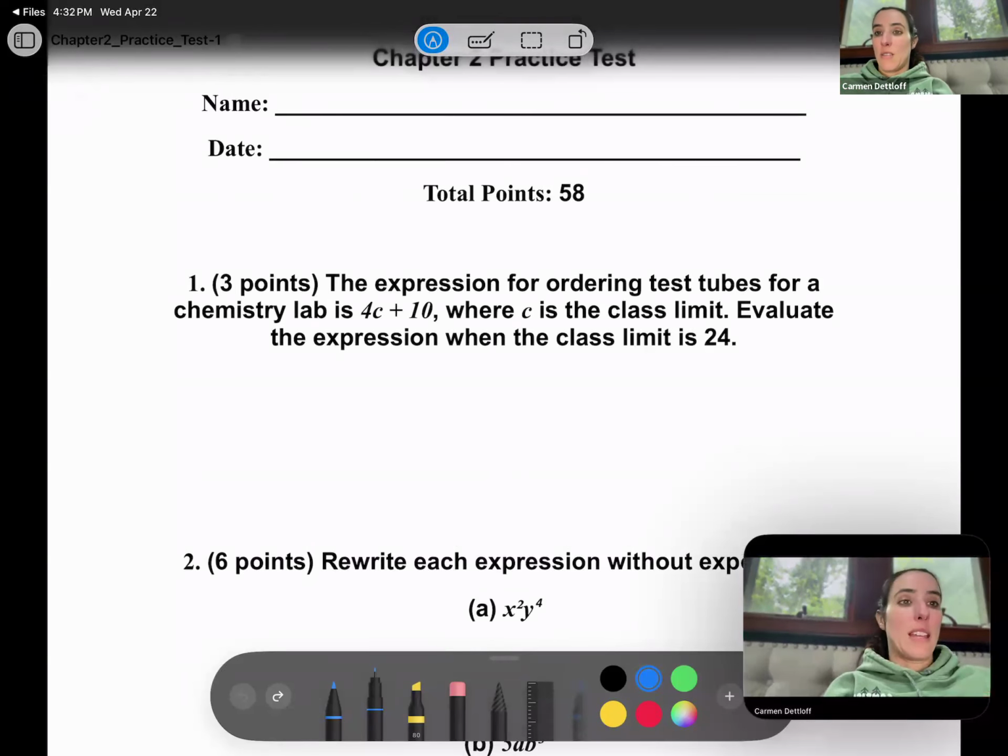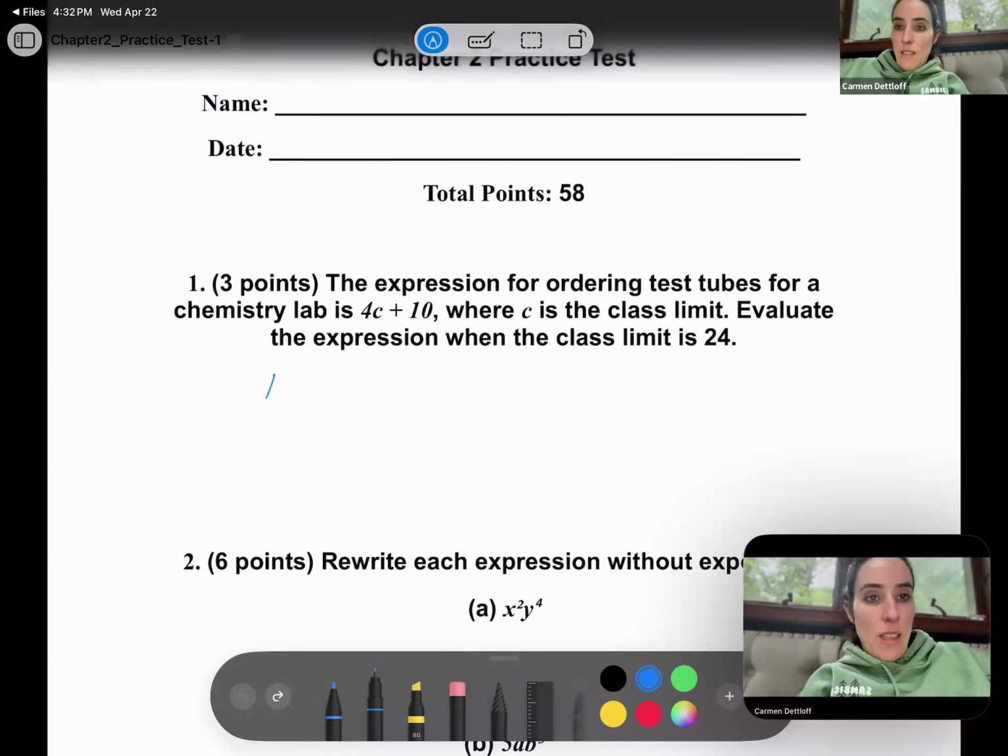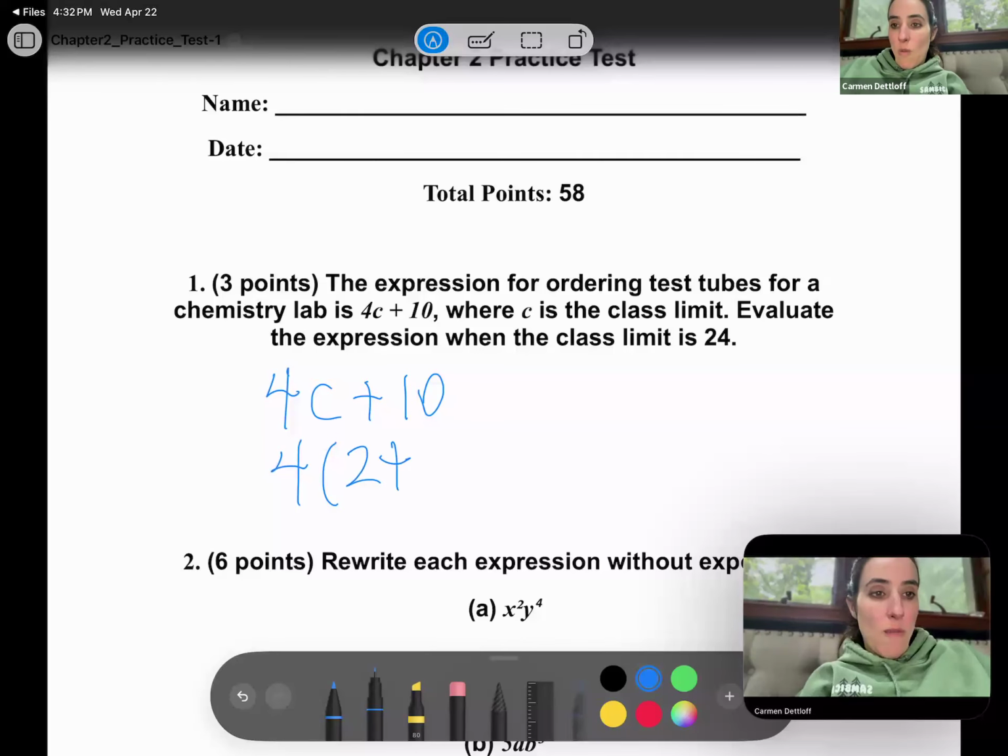Number 3. This one says the expression for ordering test tubes for a chemistry lab is 4C plus 10, where C is the class size. Evaluate the expression when the class limit is 24. So I am going to plug in 24 for C. So I get 4 times C plus 10, and I'm going to replace C with 24. So I get 4 times 24 plus 10.